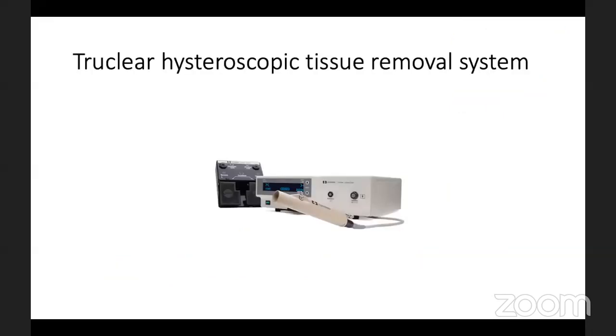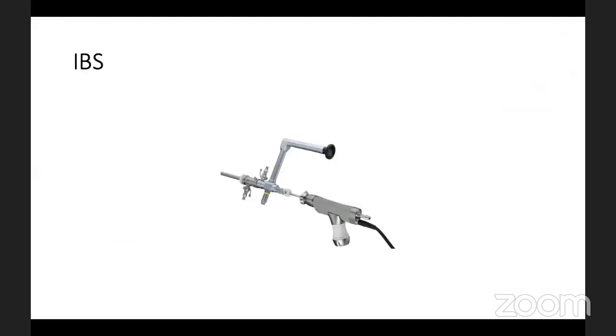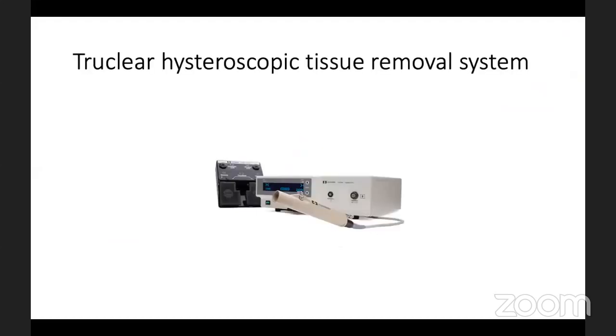These are the recent advances, as mentioned earlier in other talks. I'm not going to talk about these. The TrueClear and the Bugatti Shaver are mechanical systems that can be used hysteroscopically to remove polyps, fibroids, and other tissue.